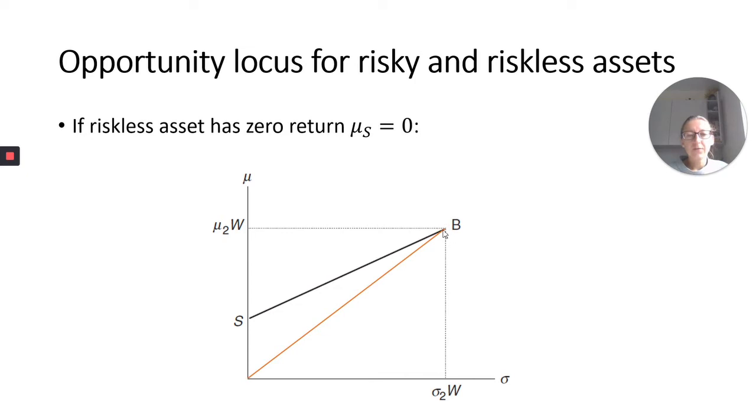And again, we have B on the other side. So if we invest all our wealth in the risky asset, what combination exactly we are going to choose depends on our willingness and on our attitude towards risk. What do we like?